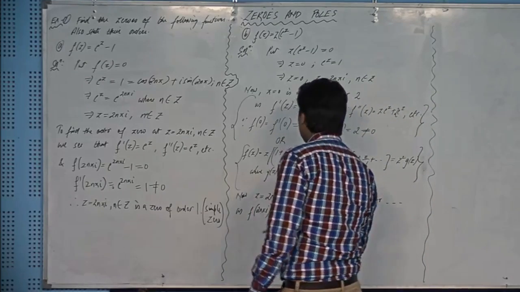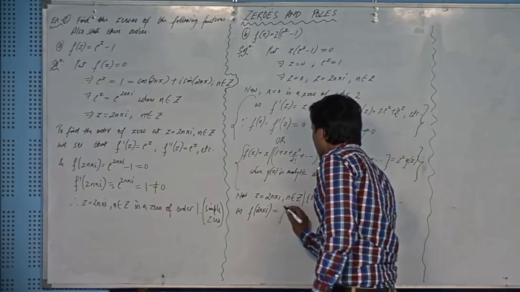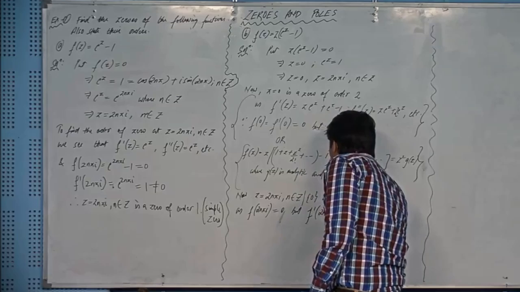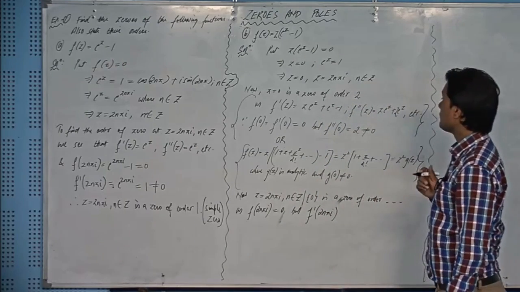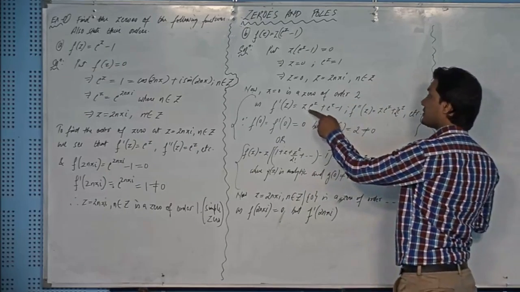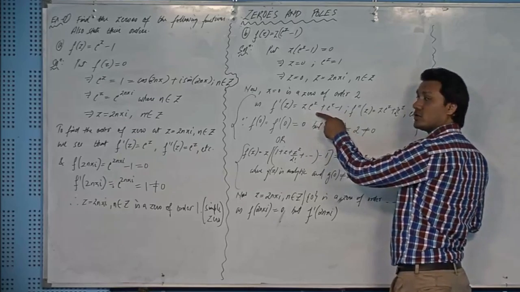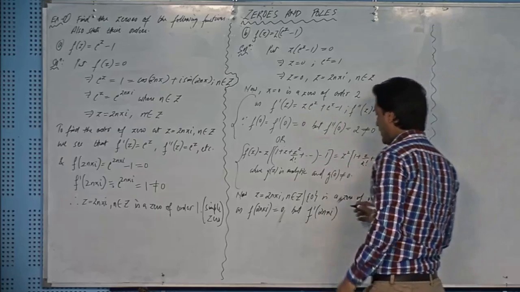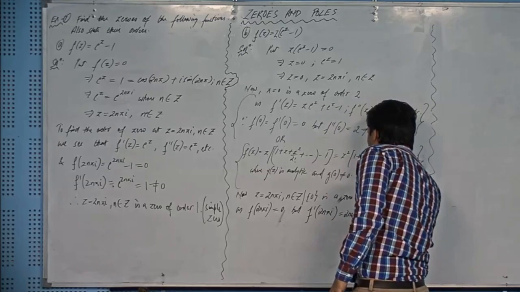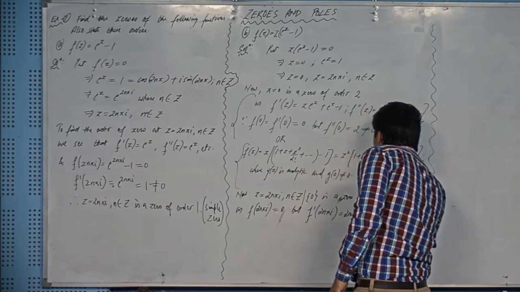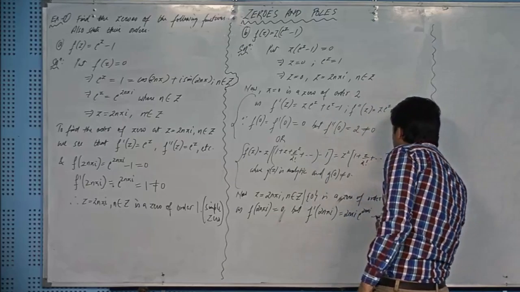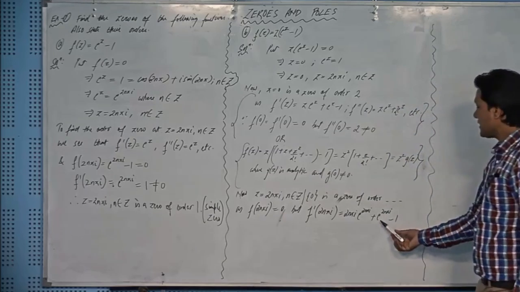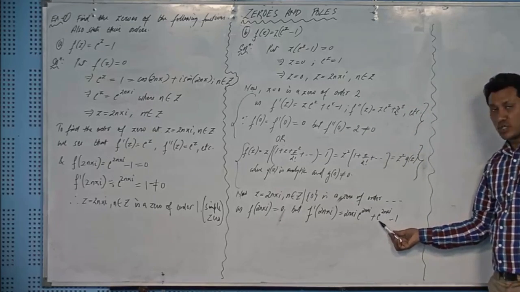But what about its derivative? If I plug this 2n pi iota in its first derivative, this is the first derivative, you just put 2n pi iota here, right? It will become 2n pi iota e to the power 2n pi iota, and this will be e to the power 2n pi iota minus 1. You can see that this e to the power 2n pi iota is actually equal to 1.